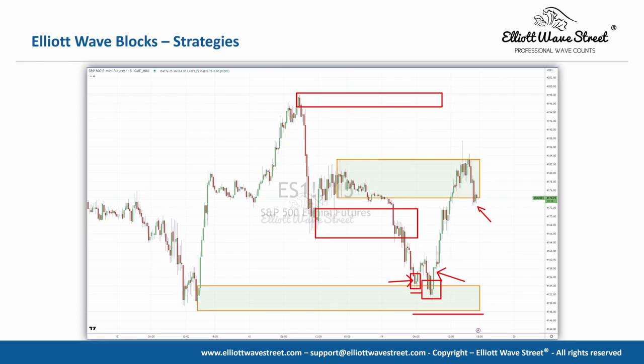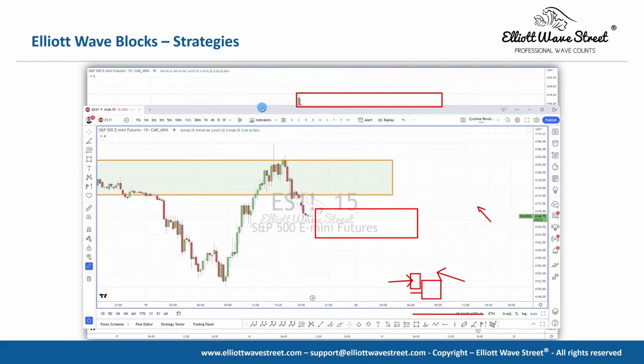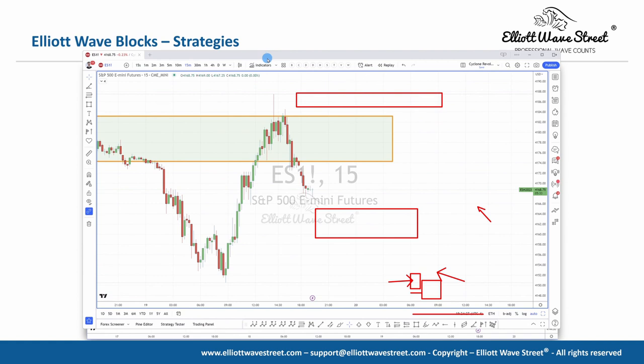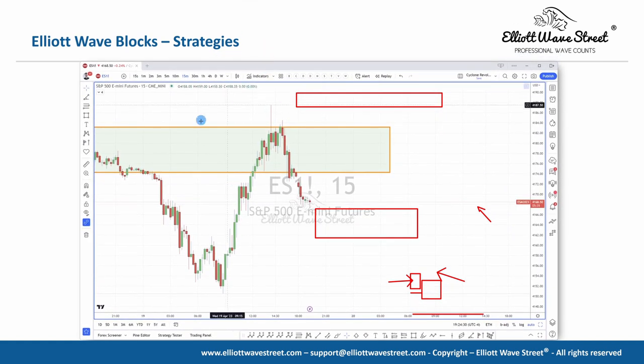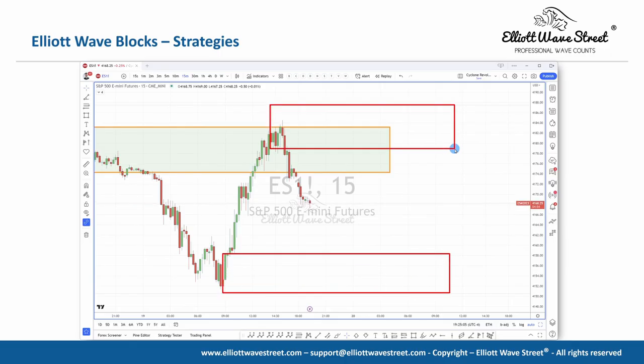Let's have a look at the live chart to check out what is happening here on the S&P. There we go. So here, as we can see, the Elliott wave block got rejected. So if we went short here, let's say, we are already in profits. Let's suppose that we're looking for the next setup. So we can draw the Elliott wave block here. And we can also draw the Elliott wave block here.